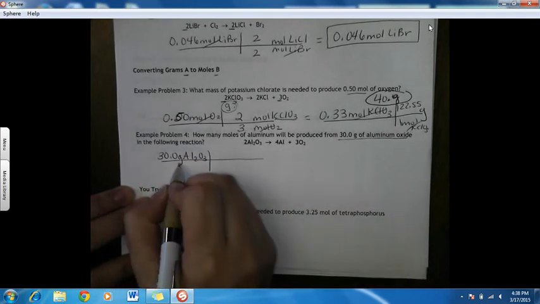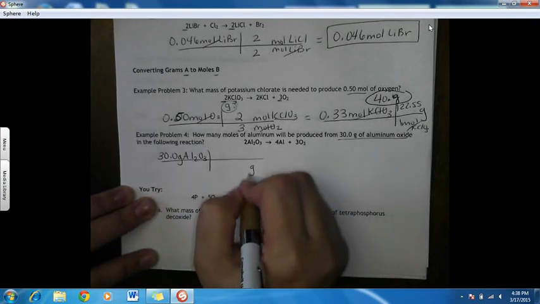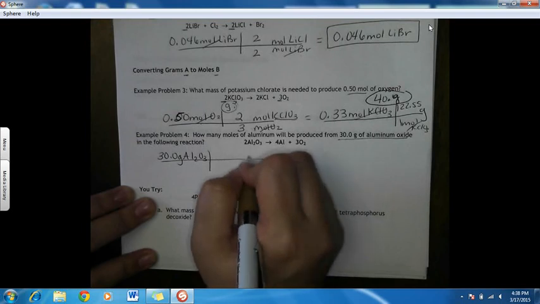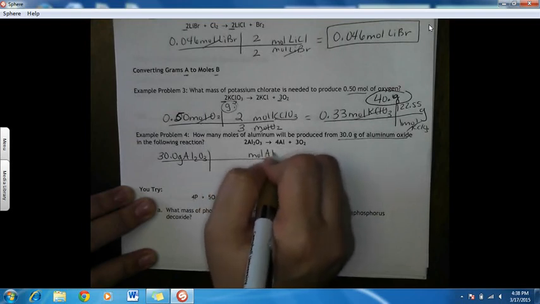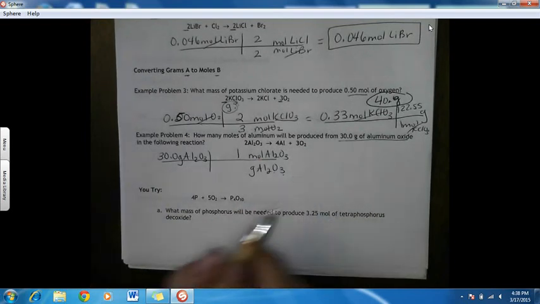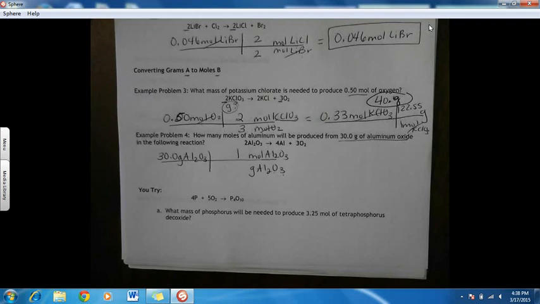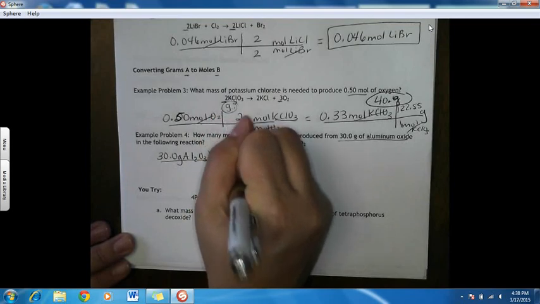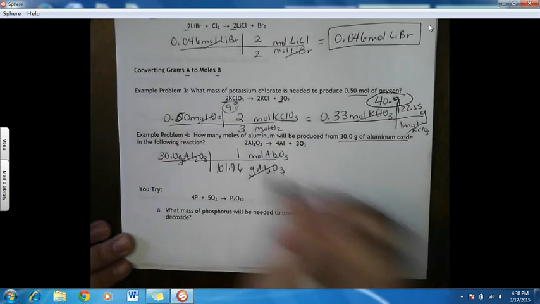Right, so we no longer want grams, so they'll have to go on the bottom, aluminum oxide, and we can convert that to moles of aluminum oxide, because we know we can calculate the number of grams in a mole. So we have 2 times 26.98 for aluminum, plus 48 for 3 oxygens, and that gives us 101.96 grams. And so our grams of aluminum would cancel.